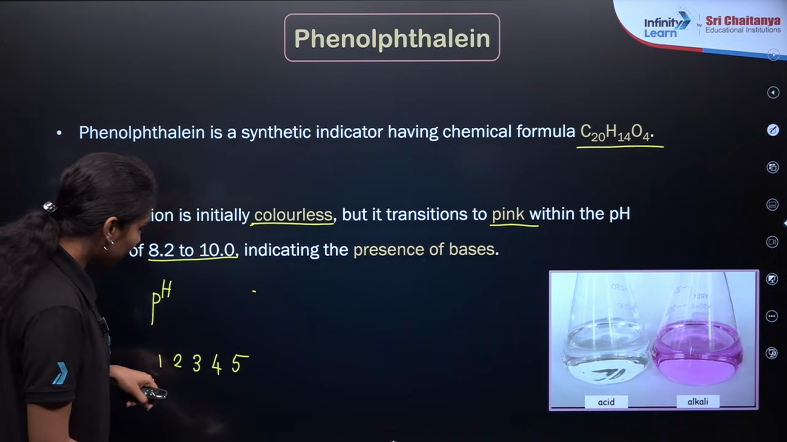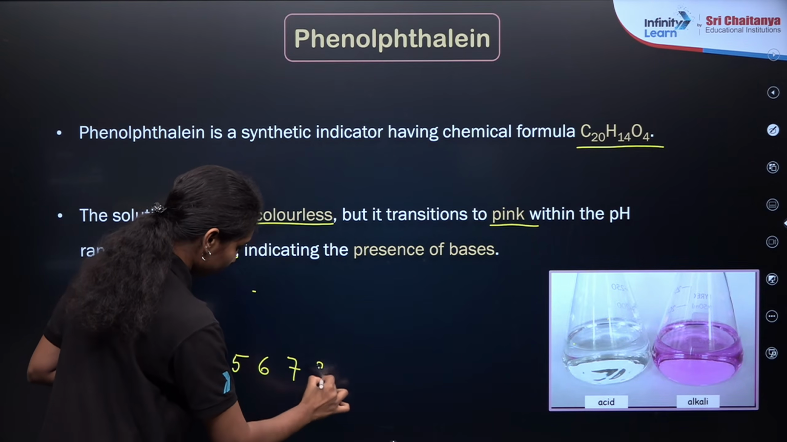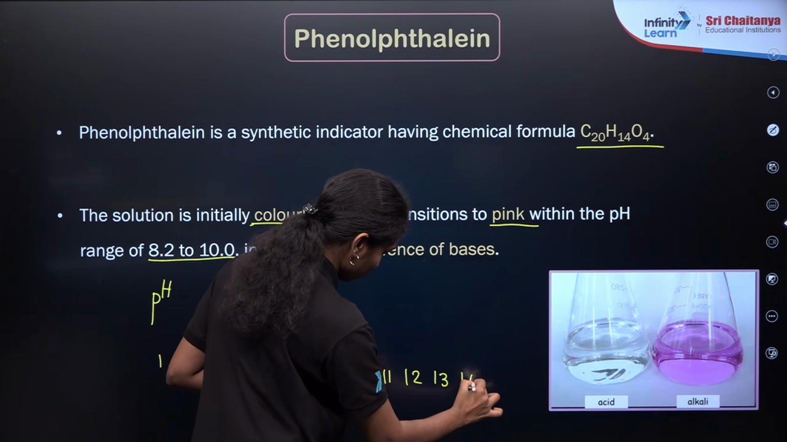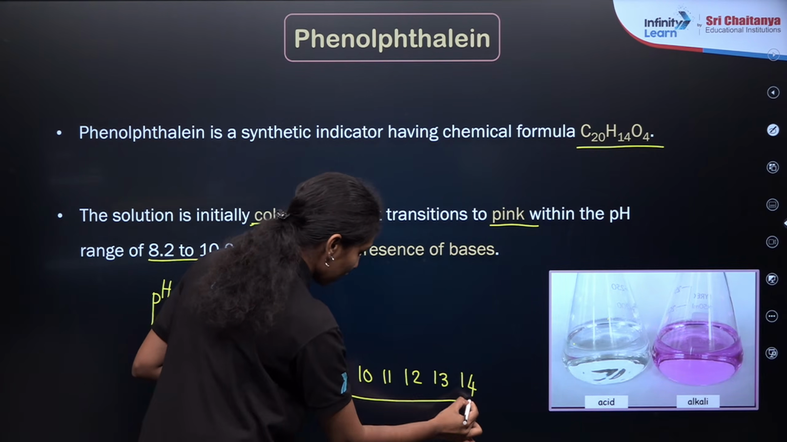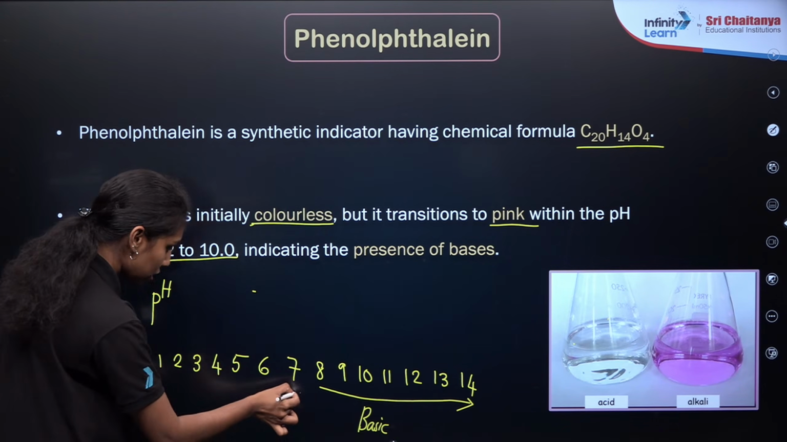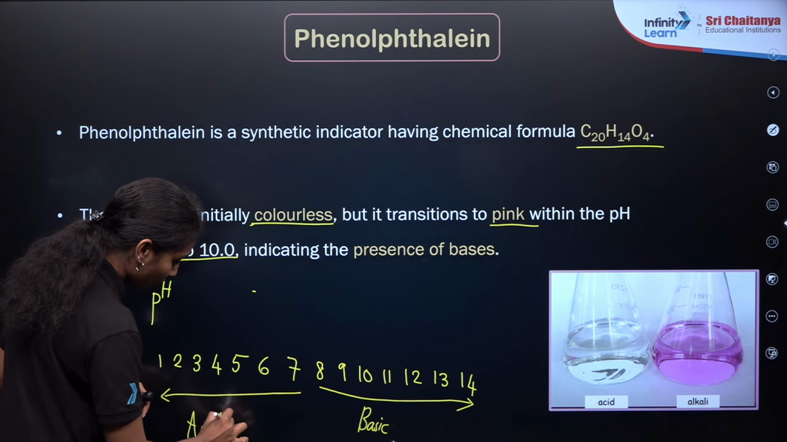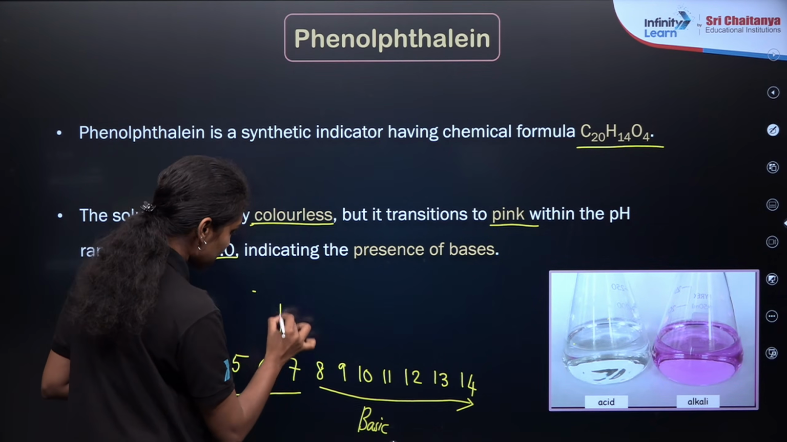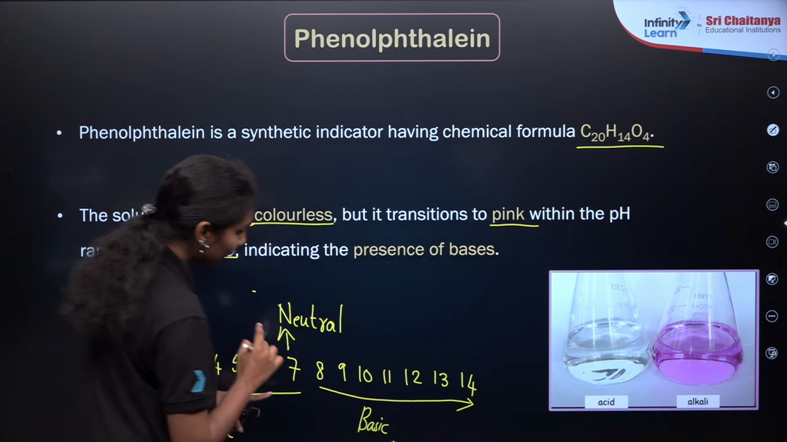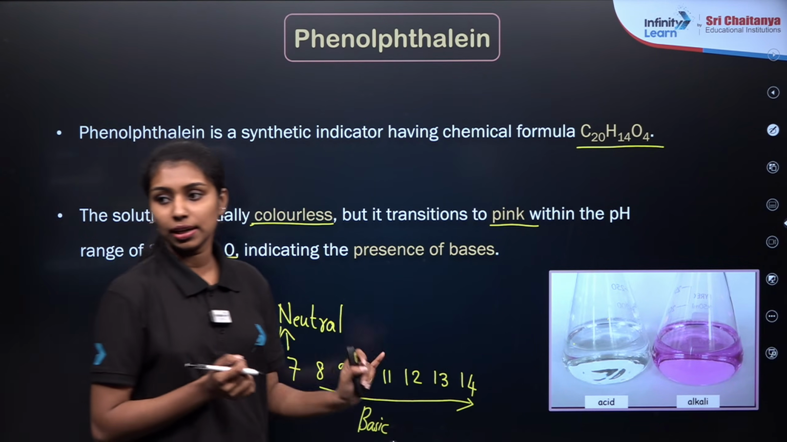So the pH scale varies in value from 1 to 14, right? From pH 8 to 14, these are known as basic solutions. And from pH 1 to 7, these are known as acidic solutions. And those substances which have a pH equal to 7 are known as neutral solutions, right? So phenolphthalein shows a pink color in the pH range of 8.2 to 10, right? 8.2 to 10 means they are generally basic solutions. Clear?